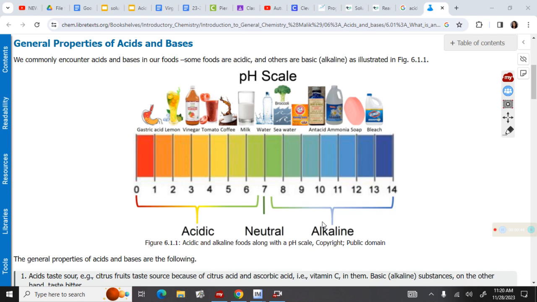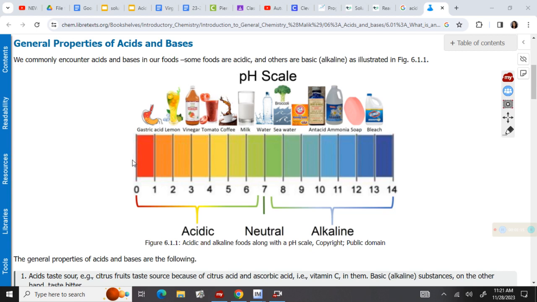For a base or an alkaline substance, we will have a pH above 7, and it will produce hydroxide, negative hydroxide ions in a solution. The stronger bases like bleach will produce lots of hydroxide ions, and they will be very strong electrolytes. The weaker bases like baking soda will produce less hydroxide ions and will be a weaker electrolyte.